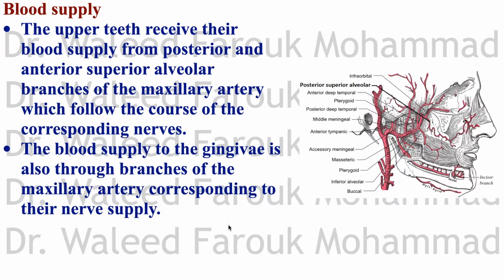Now, the blood supply follows the course of the nerves supplying the teeth. The blood comes from the posterior and anterior superior alveolar arteries, branches of the maxillary artery, as mentioned before, and it follows the course of the corresponding nerves. The blood supply to the gingiva is also through branches of the maxillary artery corresponding to their nerve supply.